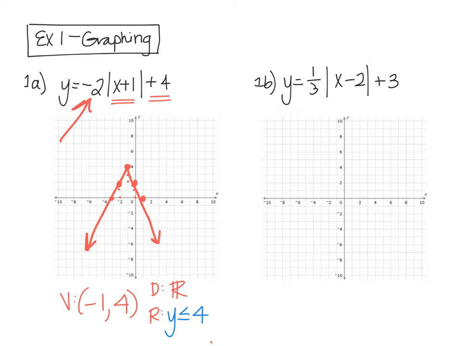All right, let's do the second one over here real quick. So again, I'm going to start with my vertex, which means my vertex is going to be at inside's opposite, so +2, outside's the same, +3, so (2, 3). This time, it says this should be less steep, so I'm going to make a slope of 1/3, so rise 1, run 3, rise 1, run 3.